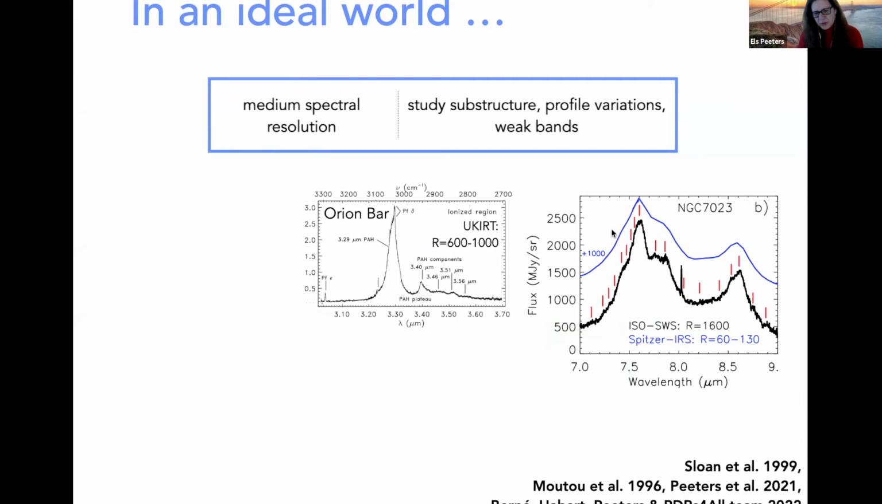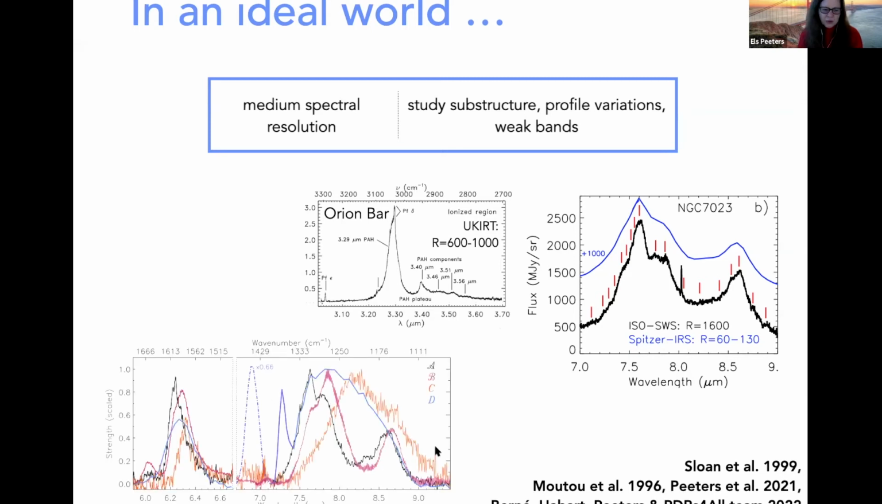So here is a comparison between a Spitzer spectrum at a resolution of 60 to 130 and an ISO spectrum at 1600, and you can clearly see that there is lots of substructure present in these profiles that is hidden when we go to lower spectral resolution. And of course, if you want to study these big profile variations in the 8 micron region, they tend to be large. But if you go to 3.3, 6.2, and 11.2, they're a lot smaller, and you need sufficient spectral resolution in order to discern those.